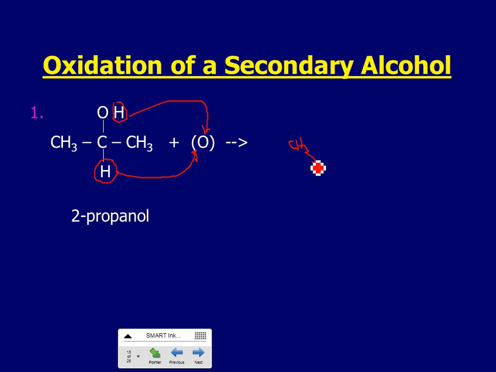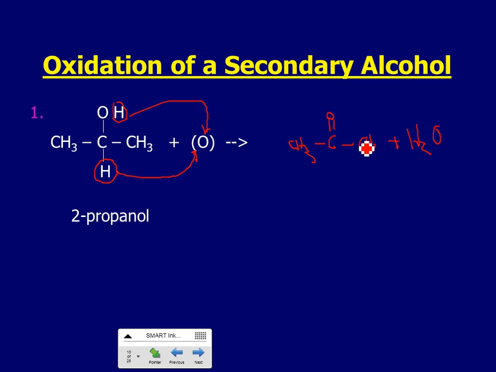CH3, C. Now I've got the double bond to the O because we've taken that H off of it. And then CH3, and we still have our water, H2O. And what is this stuff called?